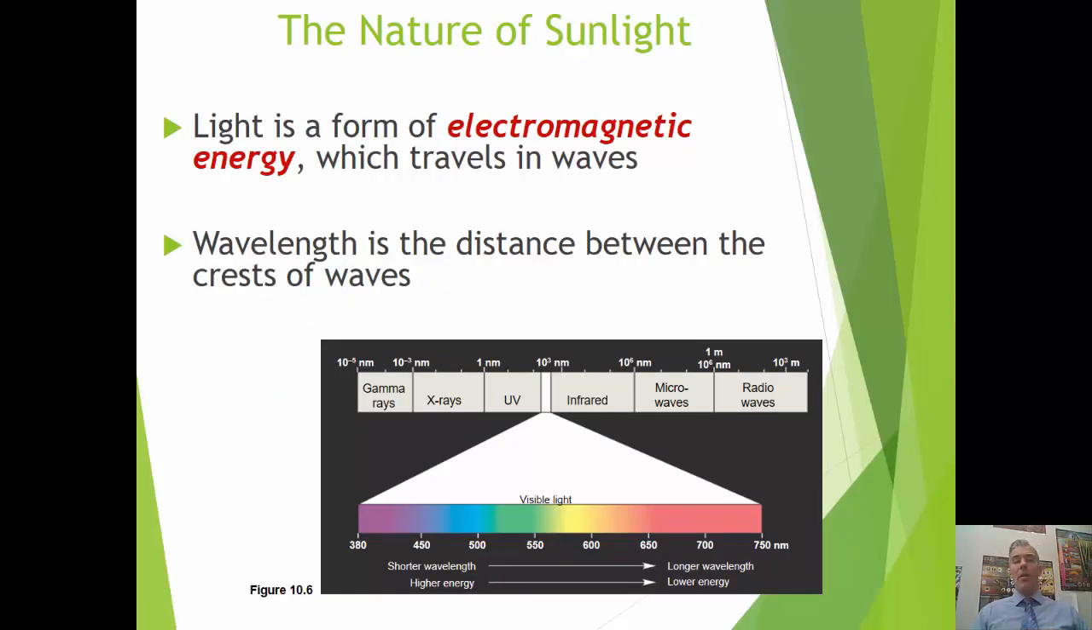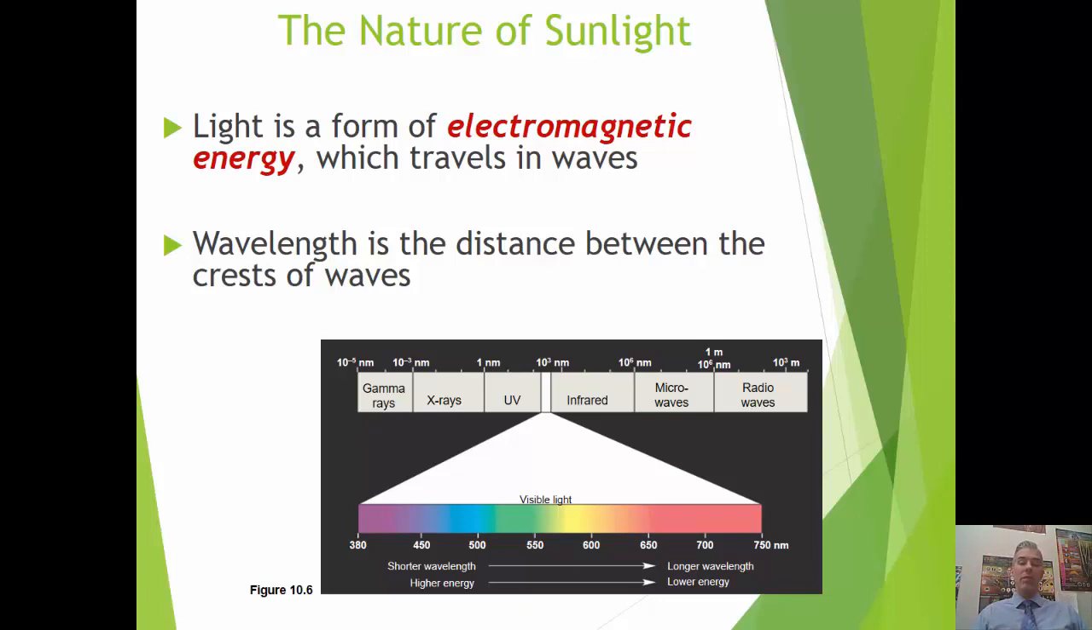Now, before we can talk about how photosynthesis actually works, we have to understand the nature of sunlight itself. Now remember, sunlight is a type of electromagnetic energy. It travels in waves via a process called radiation. There are different types of electromagnetic radiation, including infrared, UV, X-rays, gamma rays, microwaves, and radio waves. And visible light is only a very small part of that overall electromagnetic spectrum.